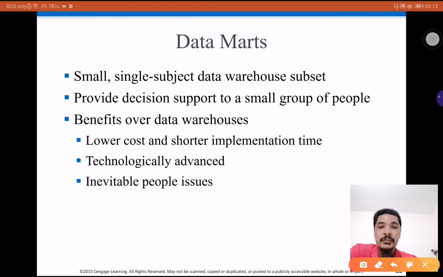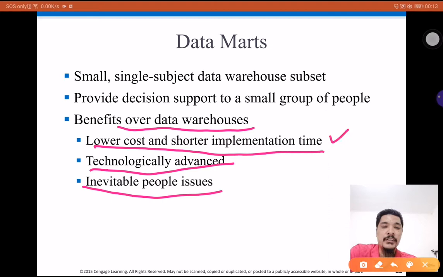Okay, benefits over data warehouse: lower cost and shorter implementation times, technological advancements, and also inevitable people issue. So kita akan nampak lah kat sini. So very simple kan, kita every day kita boleh dapat maklumat tu. Every day, shorter implementation times, and also cost. Dan kita tahu sekarang ni teknologi sangat advance, kita boleh tengok di handphone, video, Facebook and so on. Okay, and also this is issue about people. Kadang-kadang ada orang tak nak, dia sangat susah untuk benda-benda macam ni. So kita boleh terus send the information to them.